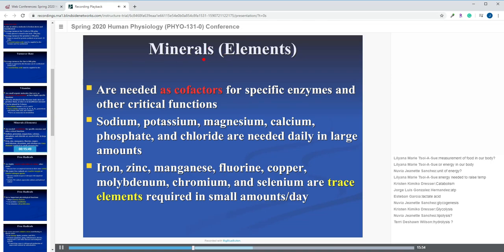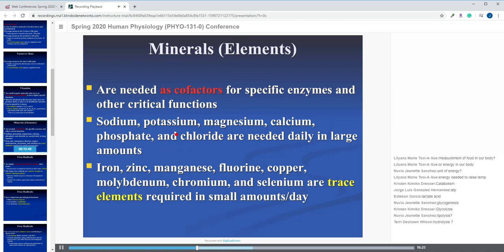Minerals, which are also elements, are needed as cofactors for specific enzymes and other critical functions. Minerals needed in large quantities include sodium, potassium, magnesium, calcium, phosphate, and chlorides.